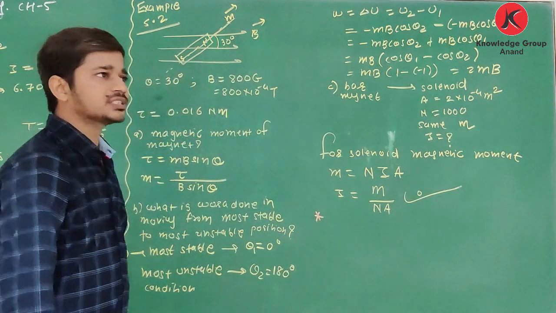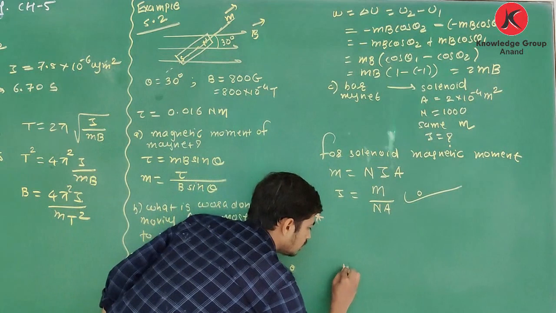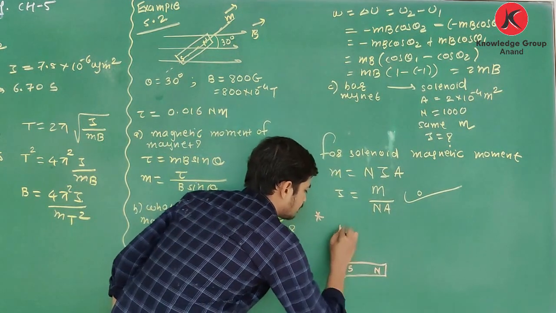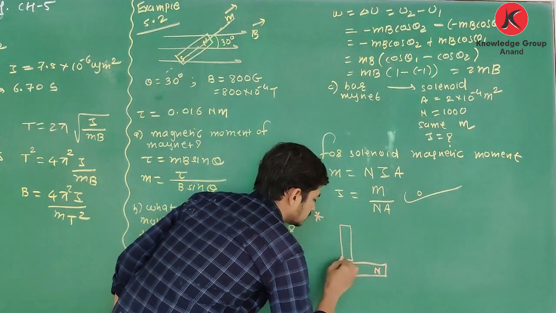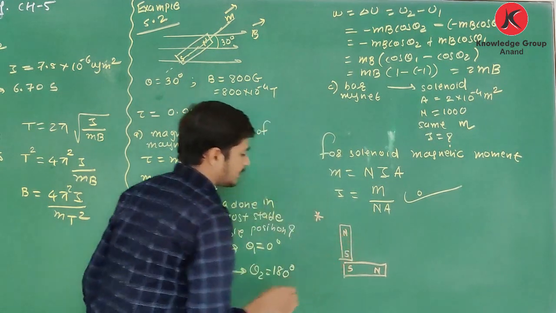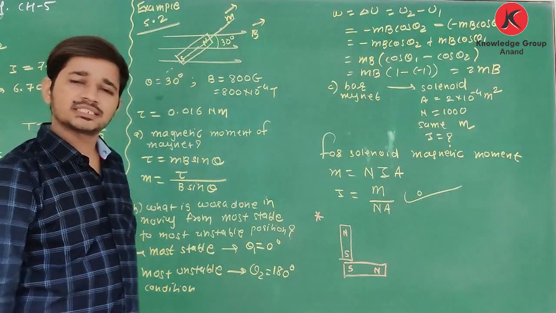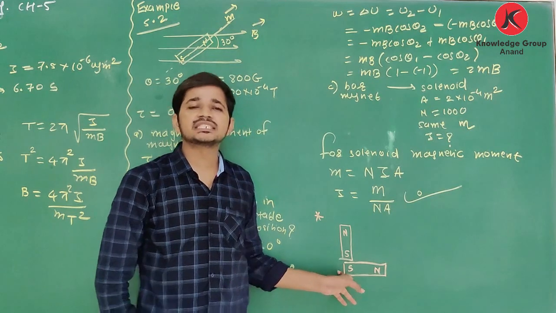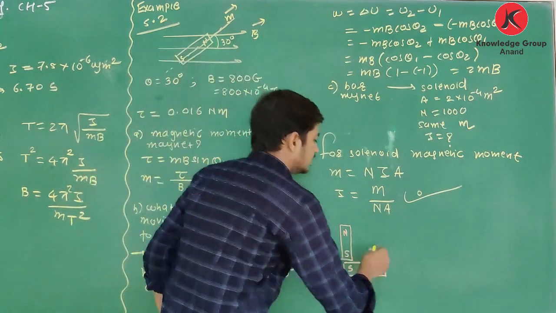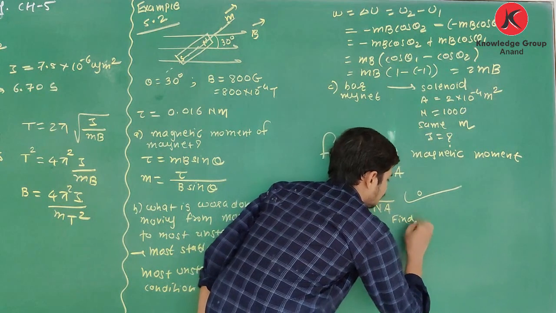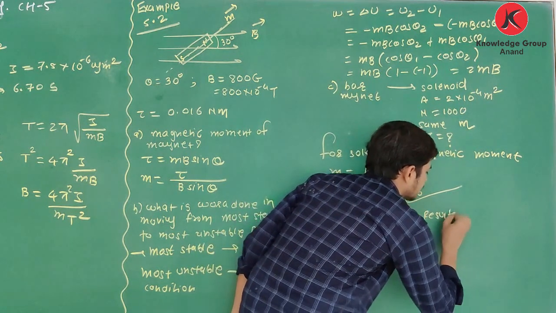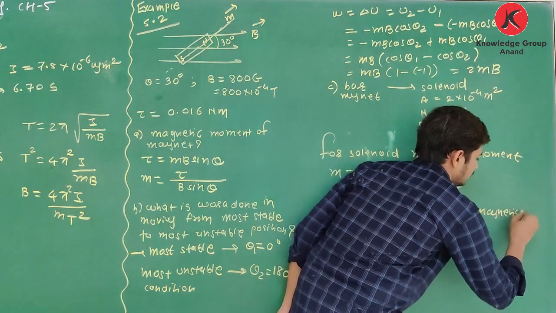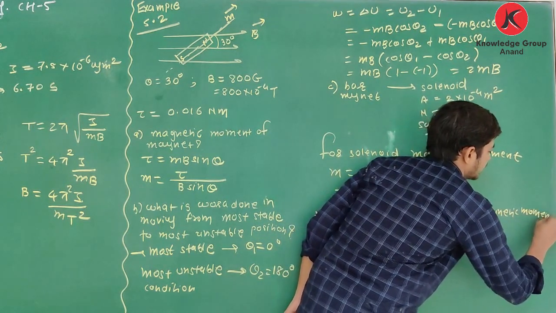Now the question is over. We will solve one more extra question. If you are given two identical magnets having the same magnetic moment, placed like this, then you have to find the resultant magnetic moment.